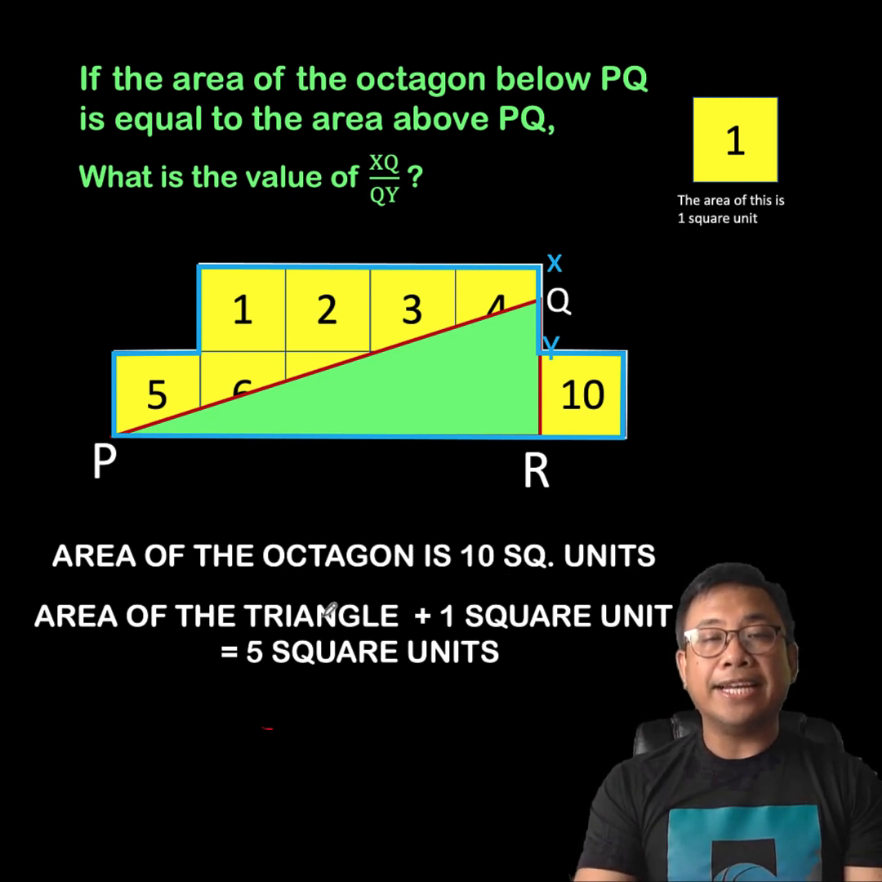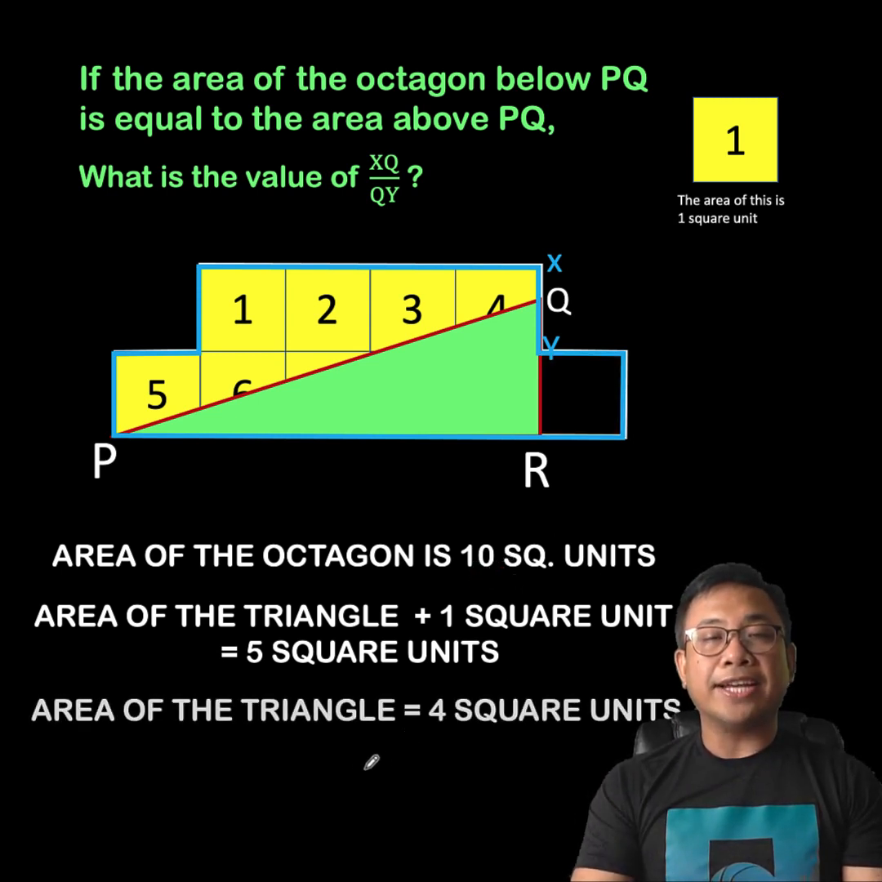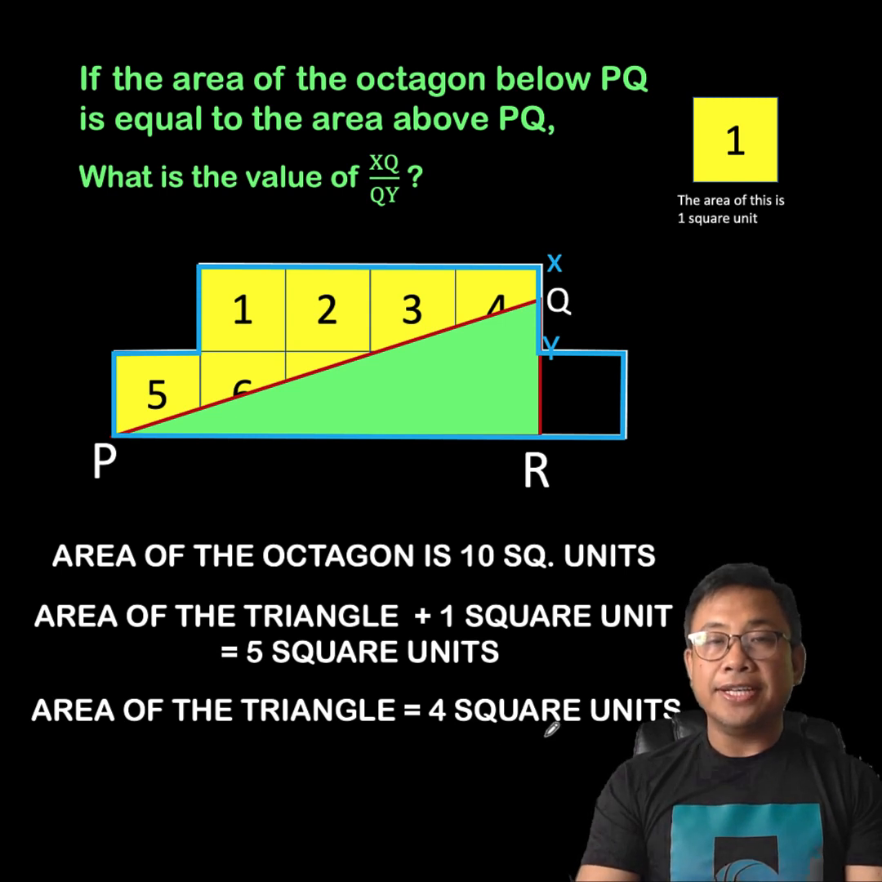And therefore we can now say that the area of the triangle plus 1 square unit is equal to 5 square units, which is 1/2 these 10 square units. And therefore the area of the triangle is equal to 4 square units. We simply remove the 1 square unit here.